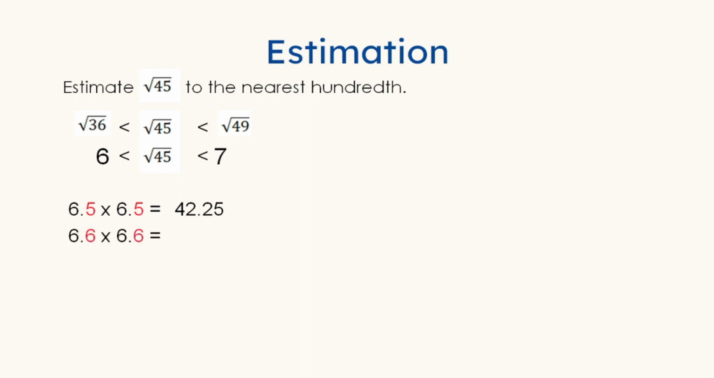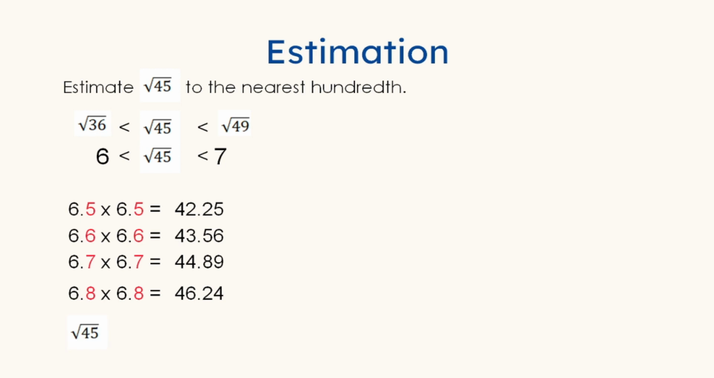Next is 6.6 times 6.6, meron tayong 43.56. And 6.7 times 6.7 is 44.89. And medyo malapit na. 6.8 times 6.8 ay 46.24. Ayan, lagpas na. So, ibig sabihin, nasa gitna siya ni 6.7 and 6.8. Thus, square root of 45 must lie between 6.7 and 6.8.